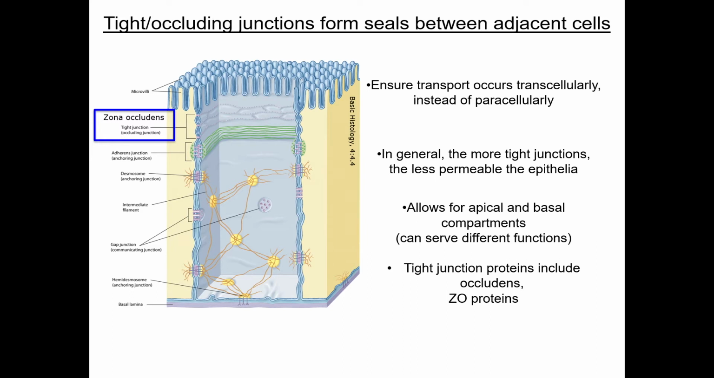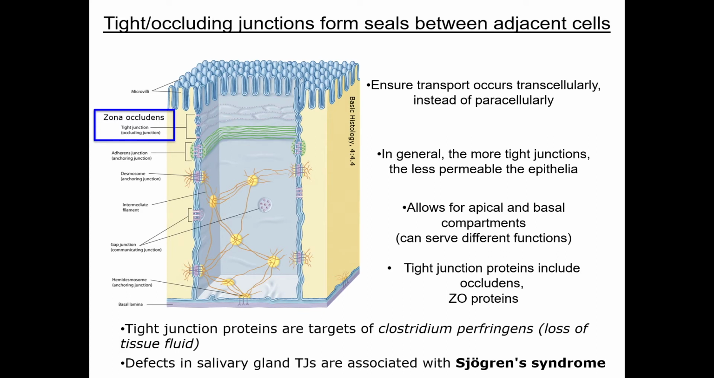There are specific proteins associated with each type of junction. Here we have occludens and zona occludens proteins, or ZO proteins. Mutations or disruptions of these proteins can lead to disease. For example, food poisoning can be caused by bacteria that target tight junctions, interrupting the function of the junctions or the formation of the junctions, causing a loss of tissue fluid into the lumen of the gut and eventually diarrhea.